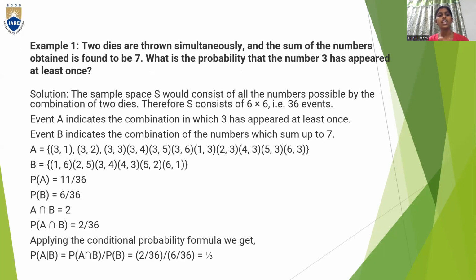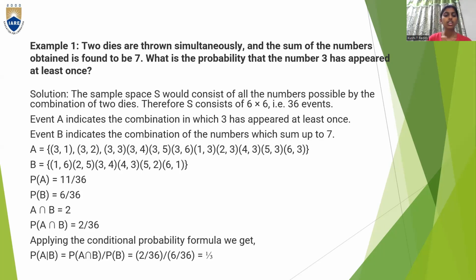We'll check. A = {(3,1), (3,2), (3,3), (3,4), (3,5), (3,6), (1,3), (2,3), (4,3), (5,3), (6,3)}. What did they tell? What is the probability that the number 3 has appeared at least once? For that, you write event A. Event A indicates a combination in which 3 has occurred at least once. Coming to event B, it indicates the combinations of numbers which sum up to 7.